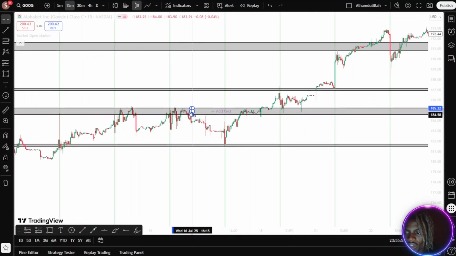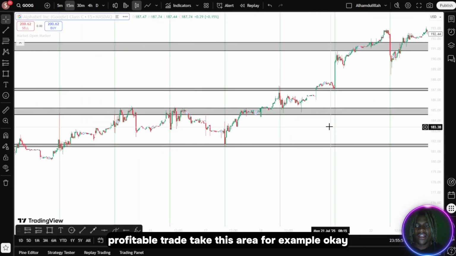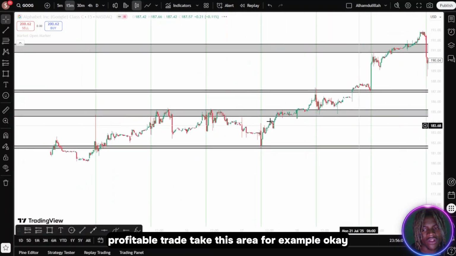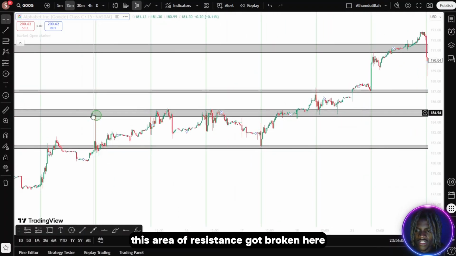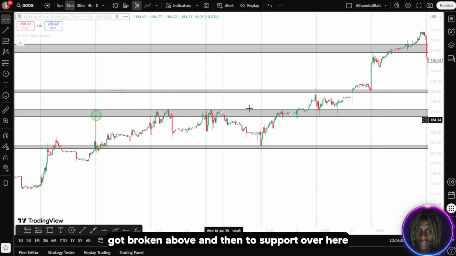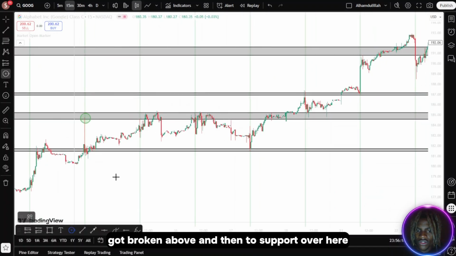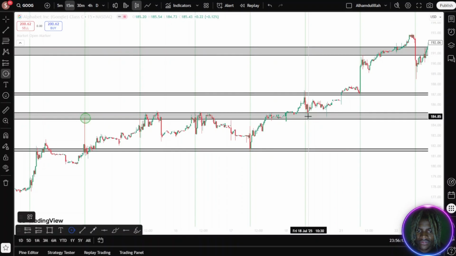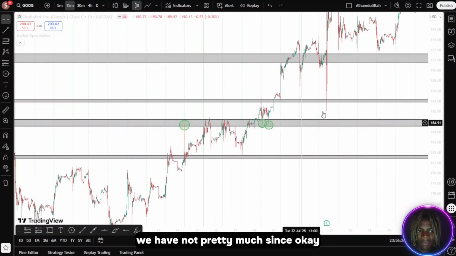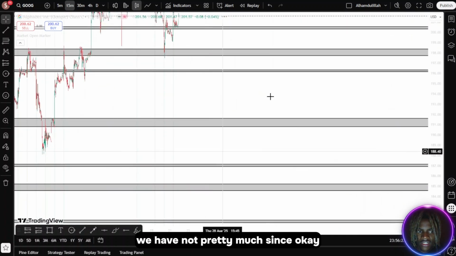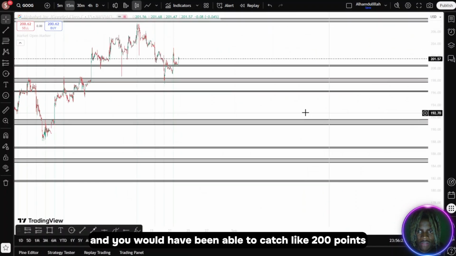Okay. Profitable trade. Take this area first. Okay. This area of resistance. This area of resistance got broken here, got broken above, and then to support over here. Since that, price decides to go ahead and trickle with an upwards direction. Okay, and you would have been able to catch like 200 points.